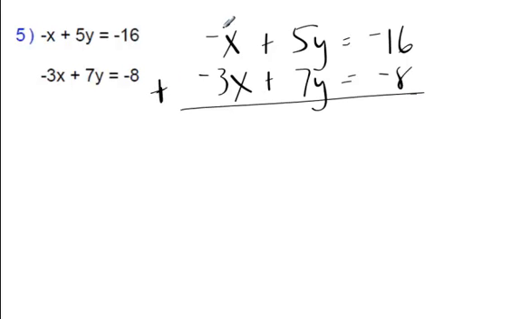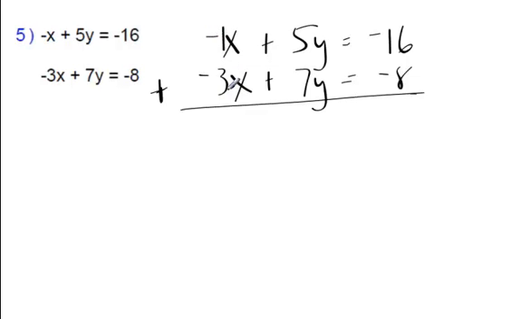Okay, so I have a negative 1 and a negative 3. Well, they're not opposites. I have a 5 and a 7. They're not opposites. Oh, so I have a little problem here. Well, what I have to do now is make my opposites. So it's usually easier to take one of the smaller numbers and make it an opposite of one of the bigger ones. So I want to make negative 1 the opposite of negative 3.